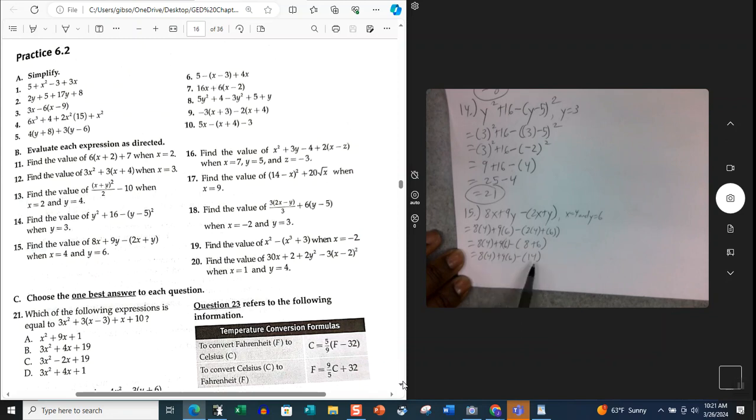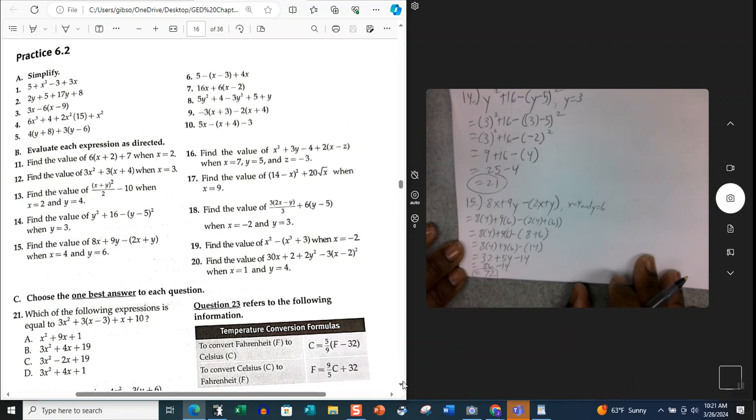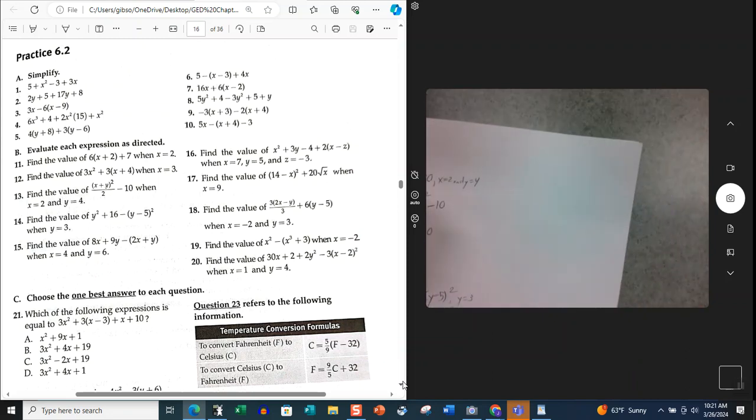Okay, so now we have multiplication, addition, multiplication, and subtraction. We'll do the multiplication. So that's 32 plus 54 minus 14. 32 and 54 is 86 minus 14. 86 minus 14 is 72. Okay, that takes care of problem 15. Now we go to 16.